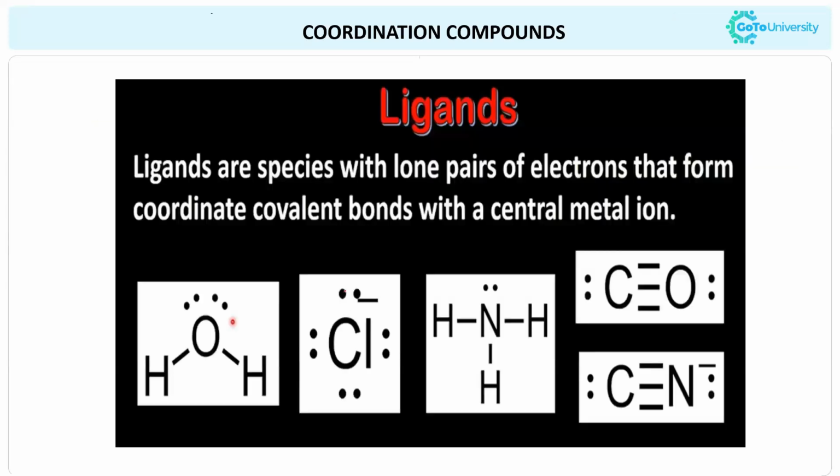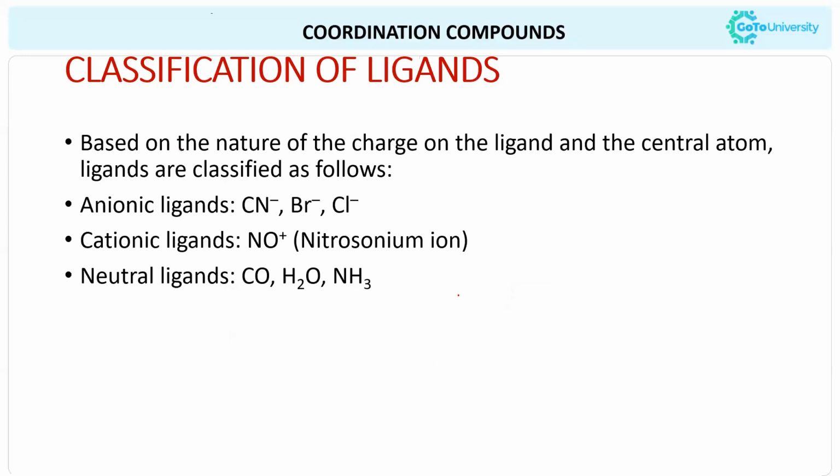Here we have some examples of ligands. For example, water. The water molecule also acts as a ligand because the oxygen atom has lone pairs of electrons. Chlorine has lone pairs of electrons, so it is also a ligand. If you check ammonia, the nitrogen has a lone pair of electrons, so it is also a ligand. Even if a compound is not negatively charged, it can act as a ligand if it has a lone pair of electrons, because that lone pair should be shared with the central atom.